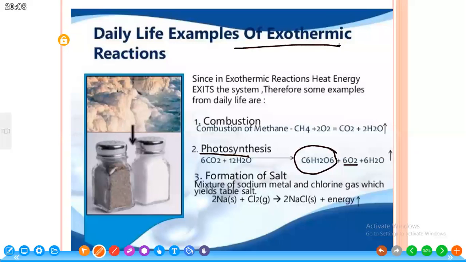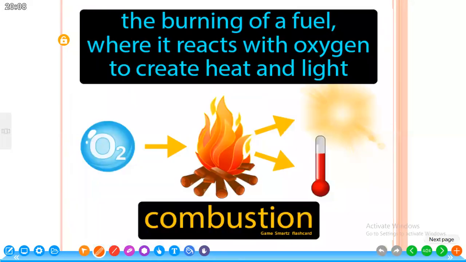Another example is the formation of salt. Sodium reacts with chlorine and forms sodium chloride, NaCl, and energy is lost to the environment. So that is also an example of an exothermic reaction.